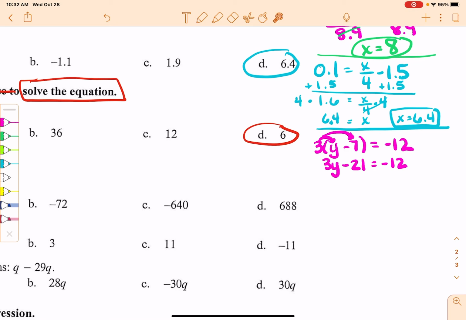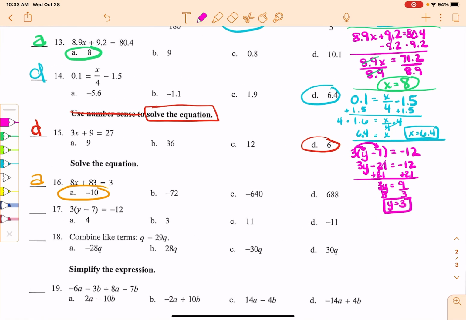Okay, now I just need to worry about getting y alone. So right here, the opposite of subtracting 21 is adding 21. So negative 12 plus 21 is going to be 9. Then I just have to divide both sides by 3. I get y equals 3. So that one, oops, it's not really negative, I just hit my pen there by accident, is going to be B.